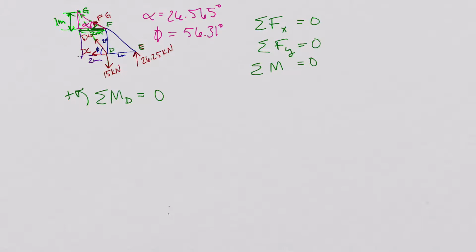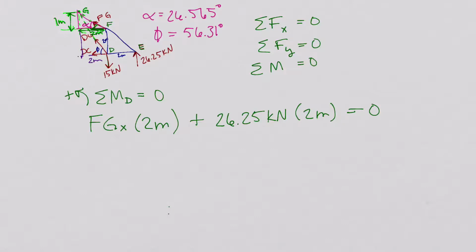So FGX is basically what we want, times that perpendicular distance, so times 2 meters. And then we have over at E, which will also be in the positive direction, plus that EY, which is that 26.25 kilonewtons times 2 meters. And that equals 0. So that's good. So we have one unknown.